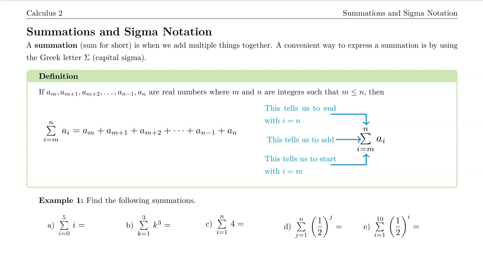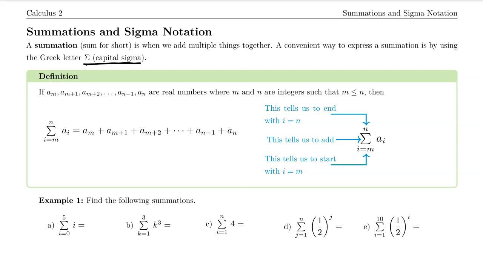In this video, we're going to be talking about summations and sigma notation. A summation, or sum for short, is when we add multiple things together. A convenient way to express a summation is by using the Greek letter sigma, and this specifically is a capital sigma.